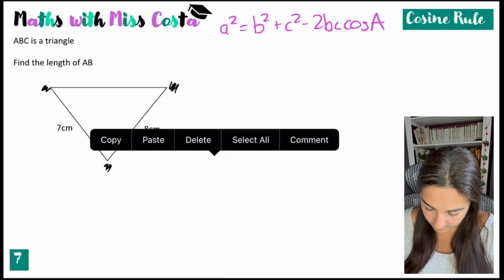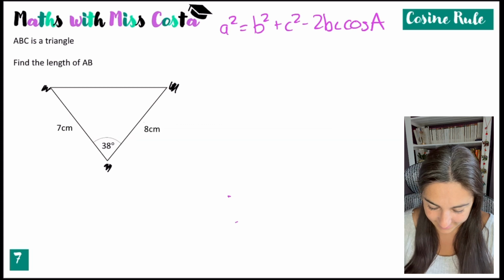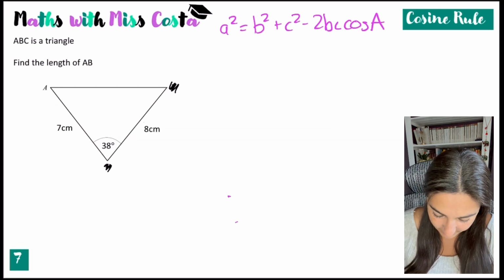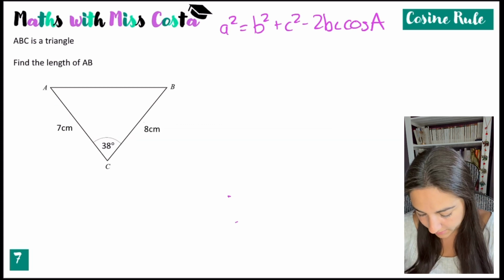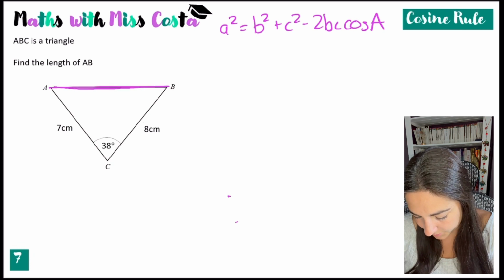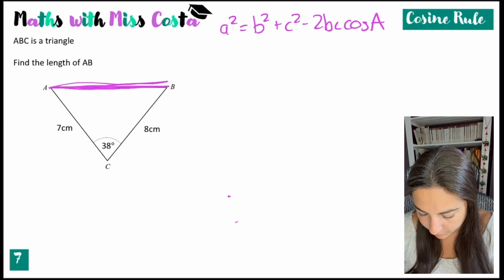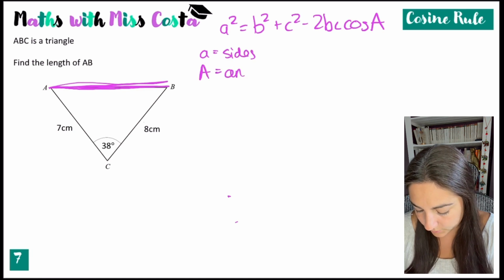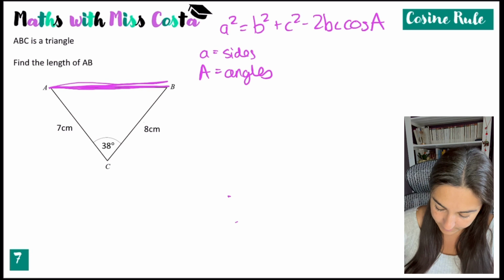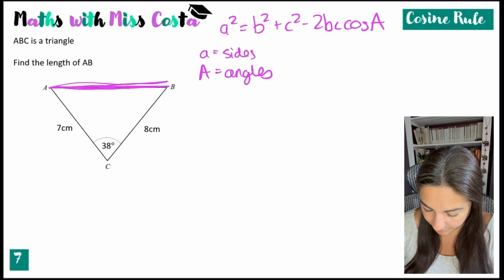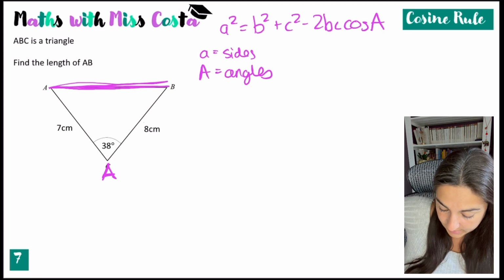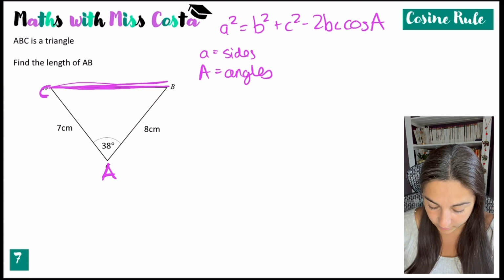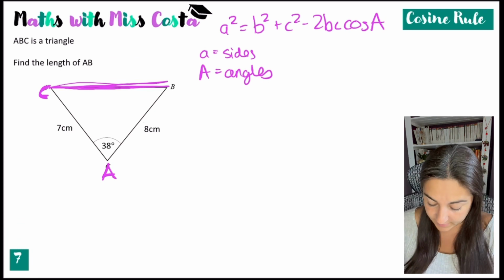So I am trying to find the length of, oh, I forgot which one's A and which one's B now. I'm trying to find the length of AB. So this is the line I'm trying to find the length of. And remember, the little letters are sides, the big letters are angles. So the only angle I have been given is 38 degrees. So this I'm going to call my angle A. This is why I say rename it, because otherwise people get confused and think they need to work out this angle, that angle. No, just rename it so that it's nice.